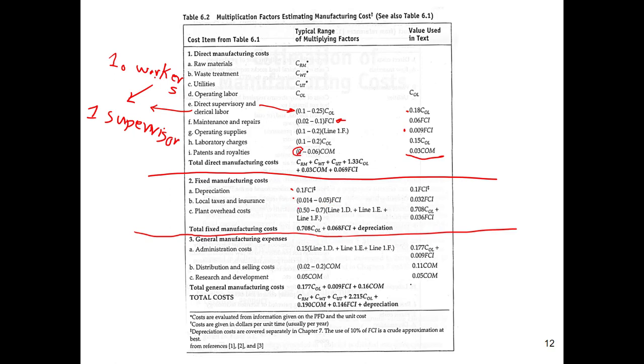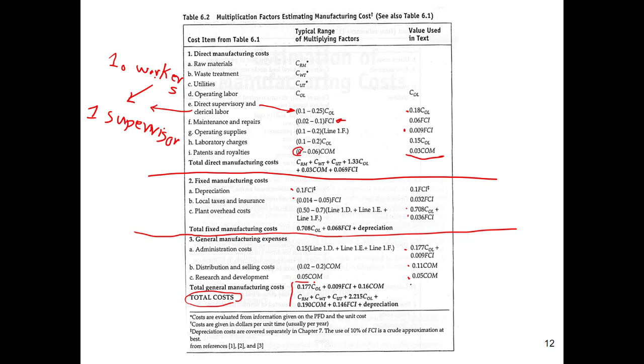It is all related to fixed capital investment. Plant overhead expense is also a function of operating labor and fixed capital investment. Then you have to sum all these items, and also consider any other depreciation that you will have. And finally, general expenses: administration cost, which is a function of operating labor and fixed capital investment. Distribution and selling is related to the cost of manufacturing, and also research and development, which is about 5% of the cost of manufacturing.